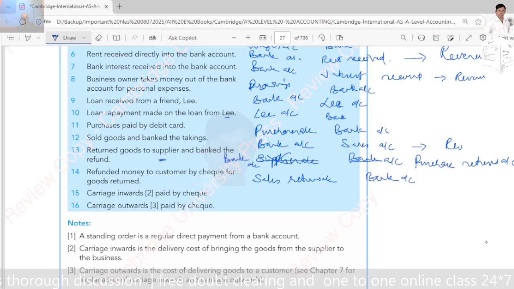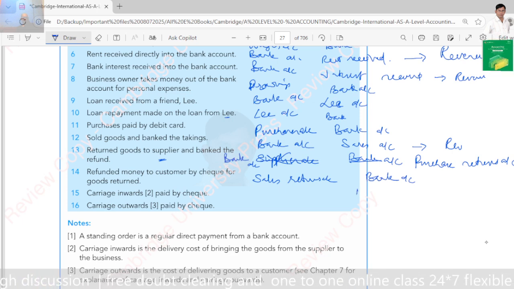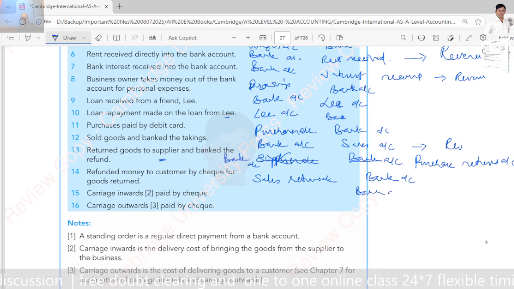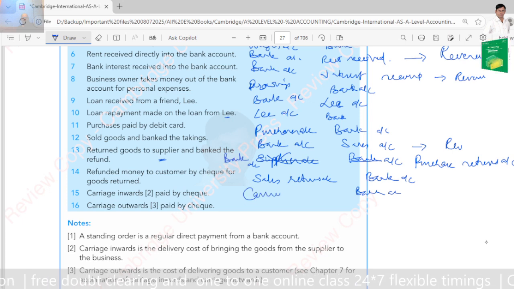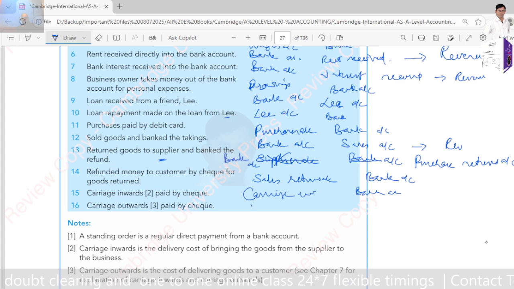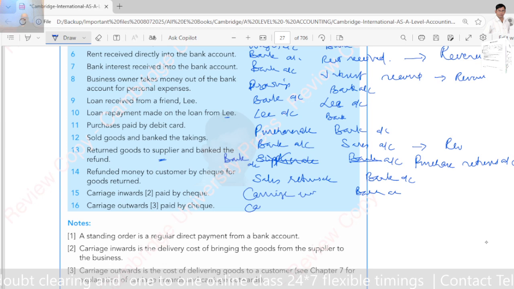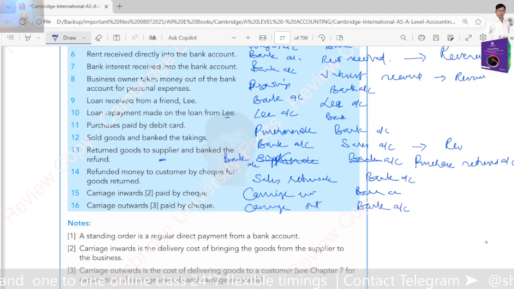Carriage inward paid by check. Whether it is carriage inward or carriage outward, money always will go out from bank account. We have to specify whether it is carriage inward or not. Carriage outward is also an expense. Whether it is carriage inward or outward, it is always an expense. So money will always go out from bank account.